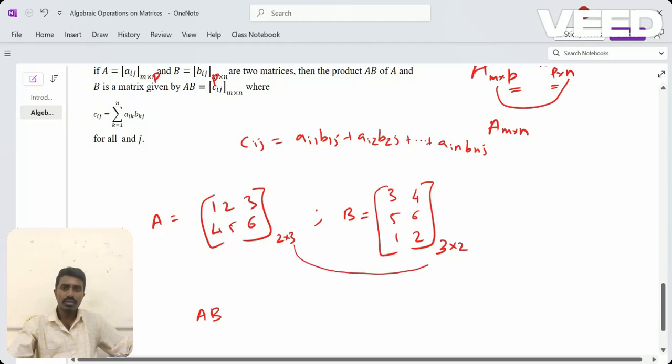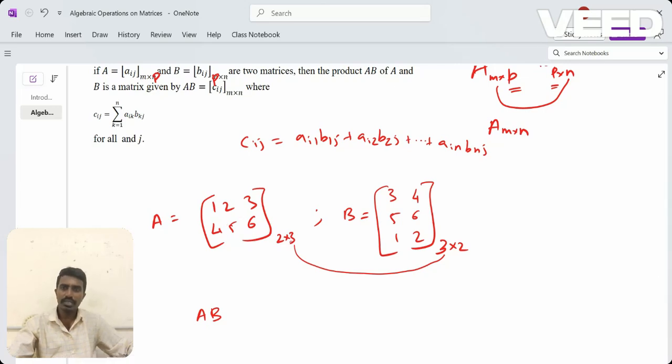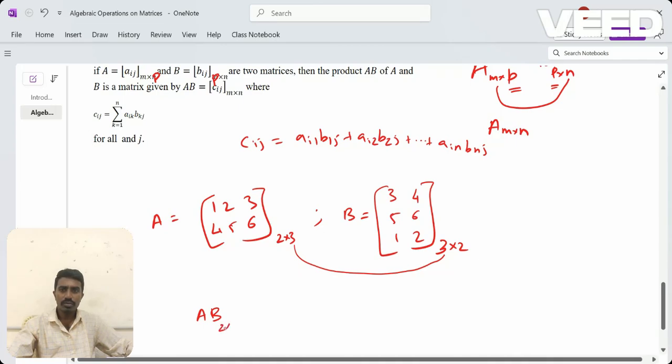Here the number of rows of the first matrix is 2 and the number of columns of the first matrix is 3, and the number of rows of the second matrix is 3 and the number of columns of the second matrix is 2. Now the number of columns of the first matrix is equal to the number of rows of the second matrix, so the matrix multiplication is possible. AB's order is 2 by 2.